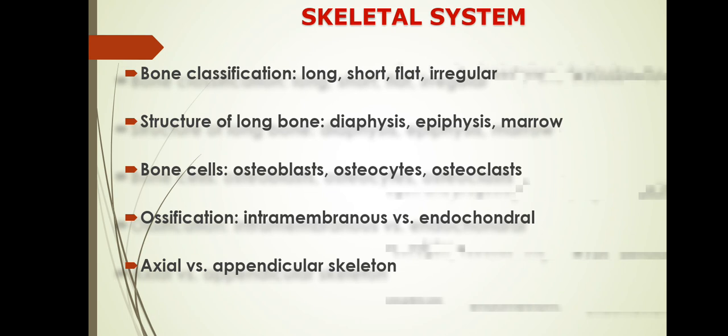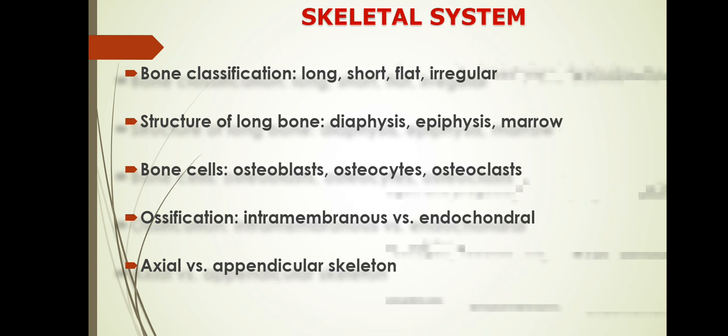Structure of a long bone: you talk about the diaphysis, the epiphysis, and the bone marrow. I'll remind you that the epiphysis is where bone growth takes place. Talk about the bone cells. We've got the osteoblasts, the osteocytes, and the osteoclasts. These are the cells that you find in the bone.